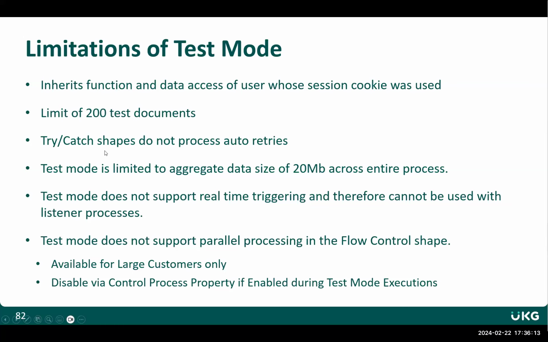Try-catch shapes do not process auto retries. That's not a problem. We don't have auto retry turned on in our try-catch shapes. Test mode is limited to an aggregate data size of 20 meg across the entire process. This is also not a problem for us, so don't worry about it. But what they're talking about is there are some things that get loaded into memory when you're running in test mode. And probably the biggest thing that gets loaded into memory is the cross-reference tables.